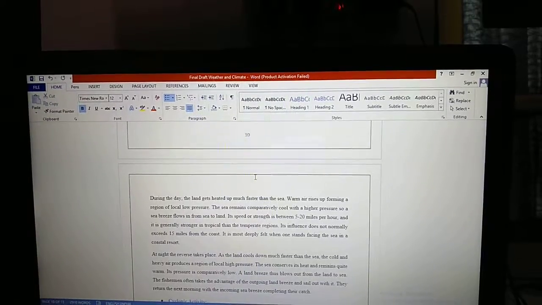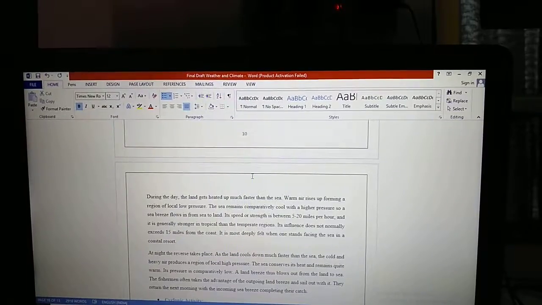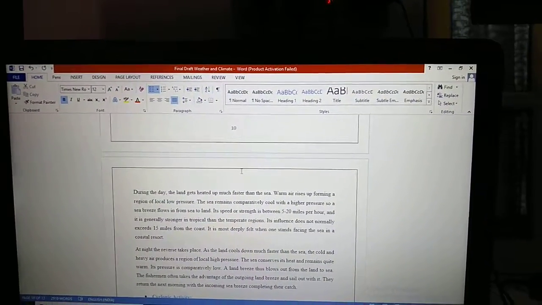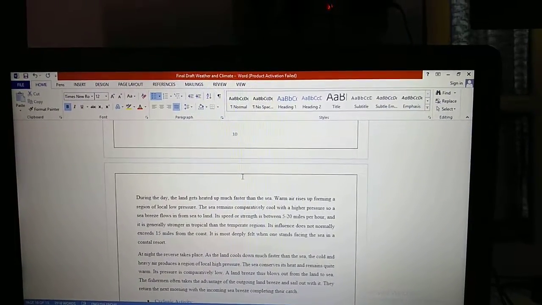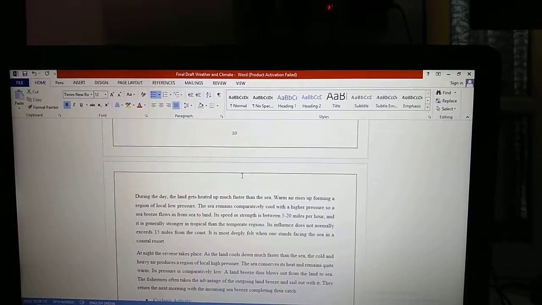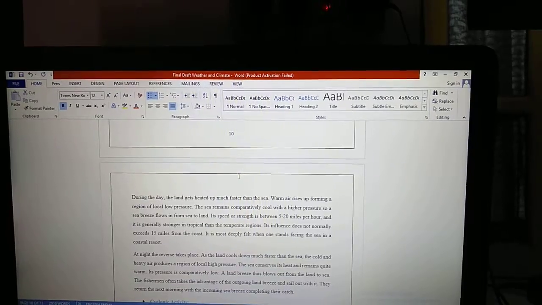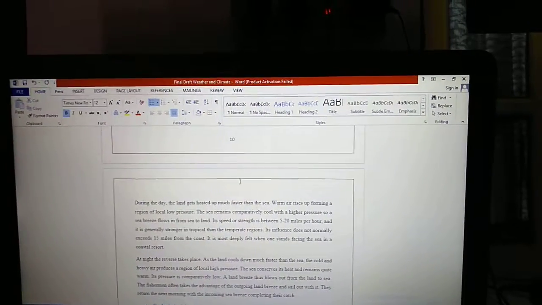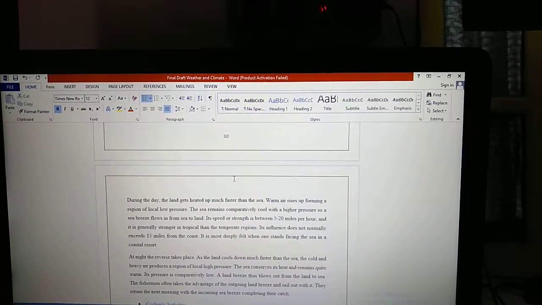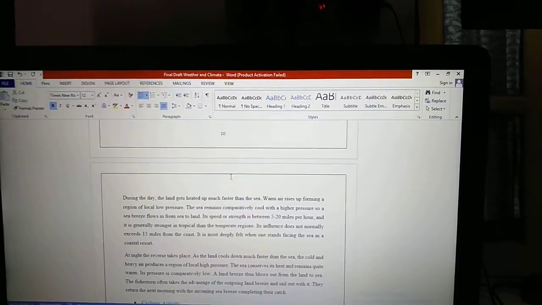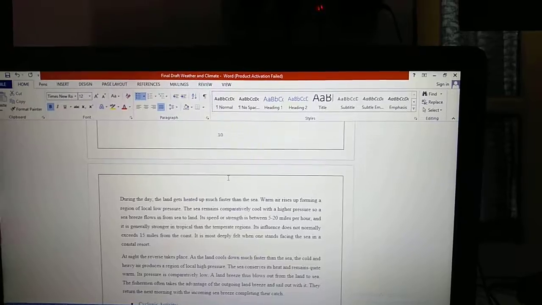So when warm air rises up, the region forms a low pressure area. The sea remains comparatively cooler with a higher pressure. So the sea breeze flows from the sea to the land. As I have mentioned in my earlier lectures, wind moves from high pressure to low pressure areas. Its speed or strength is approximately 5 to 20 miles per hour, and it is generally stronger in the tropical and the temperate regions. Okay, it is very important to remember.